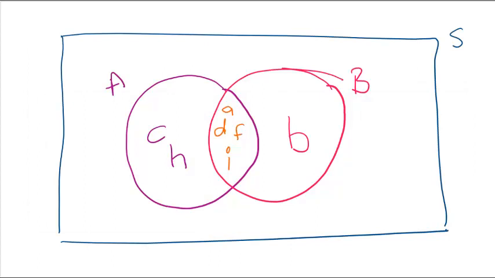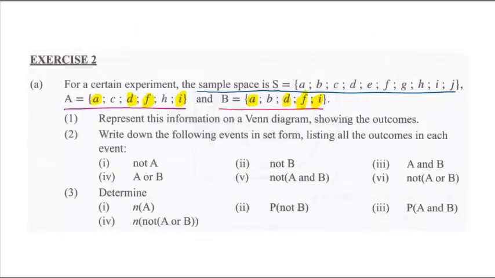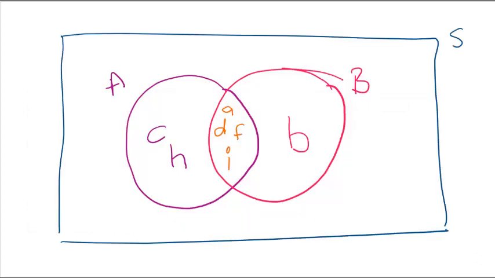I need to go back and check my sample space and make sure that everything has been covered. So I've got A, I've got B, I've got C, I've got D. I don't have E. I've got F. I don't have G. I've got H. I've got I, and I don't have J. So in my sample space, I'm going to have E, G, and J. They all apply, right? Next question.